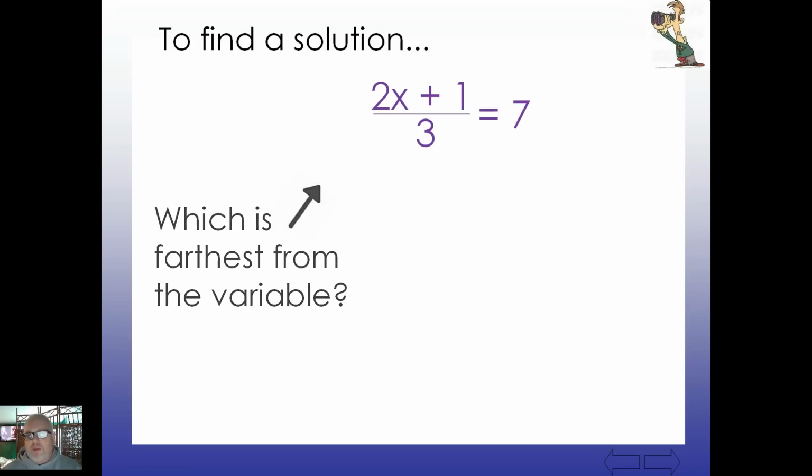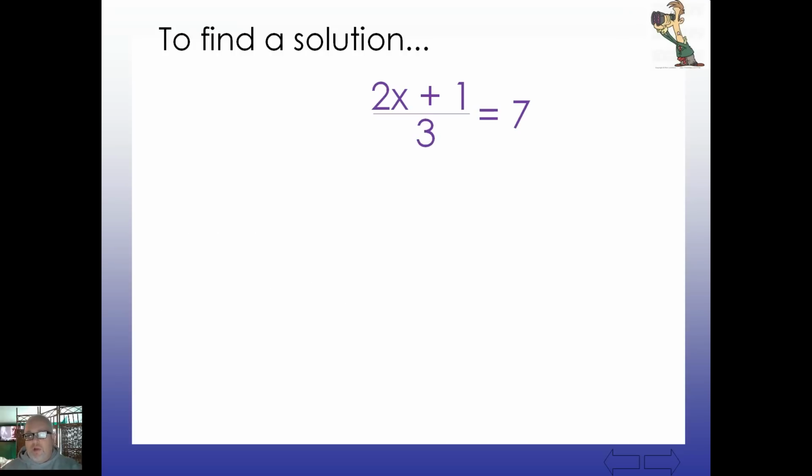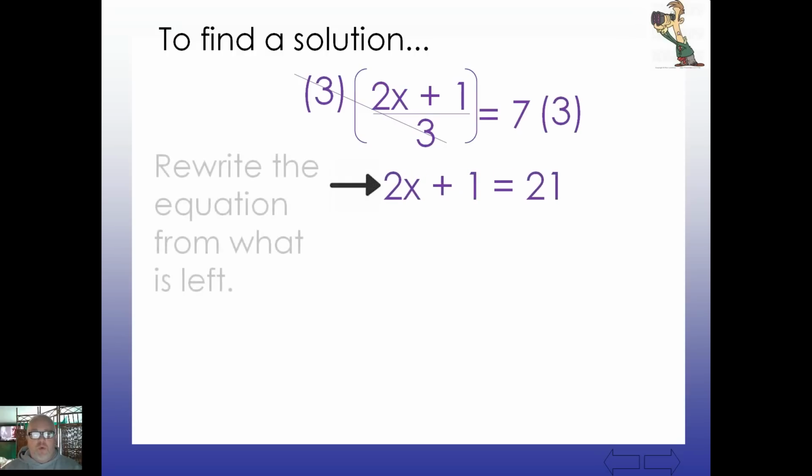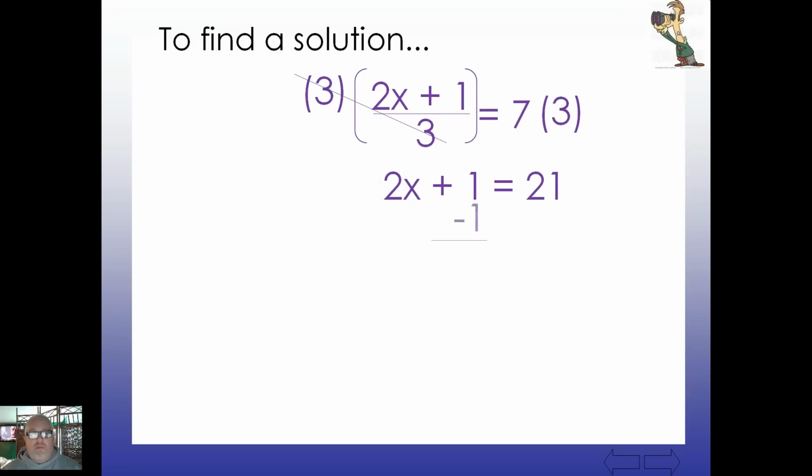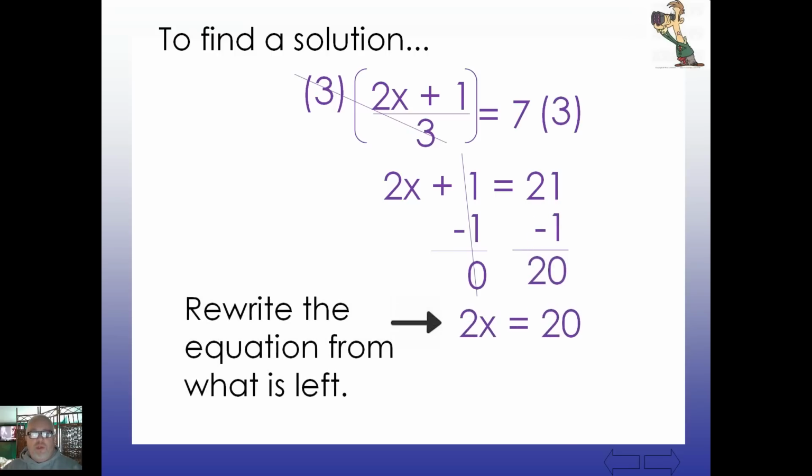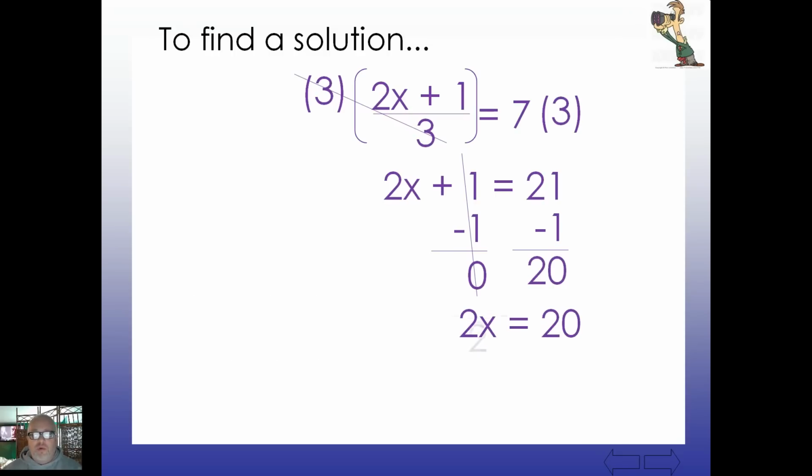So what's the opposite of dividing by 3? Well, of course, that's going to be to multiply by 3, and not just one side, but both sides. So the 3's will cancel. That's good news. That leaves us 2x plus 1 equals 21. So we rewrite the equation. Now tell me what's furthest away from x. Hopefully you see it's positive 1. So now we're going to look to do what? We're going to subtract 1 from both sides. Good. And now we're left with a simple, straightforward equation. 2 times x equals 20. Obviously we can divide both sides by 2, and we get an answer of x equals 10. Very good.